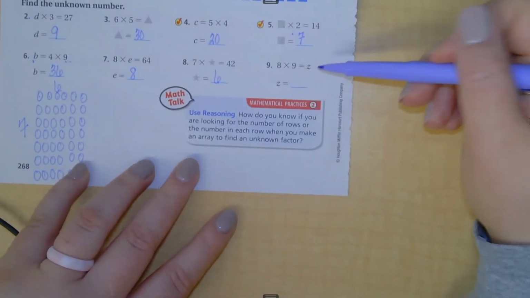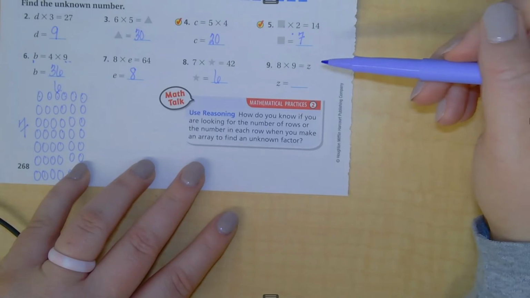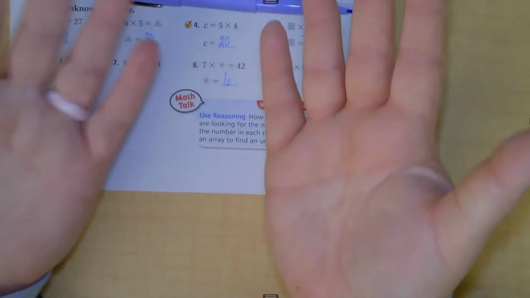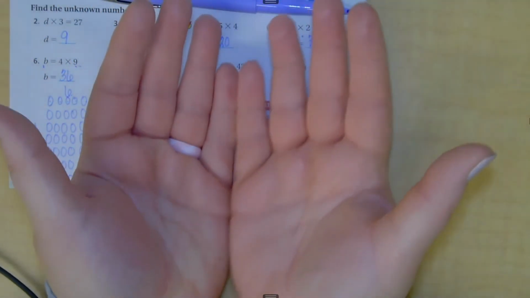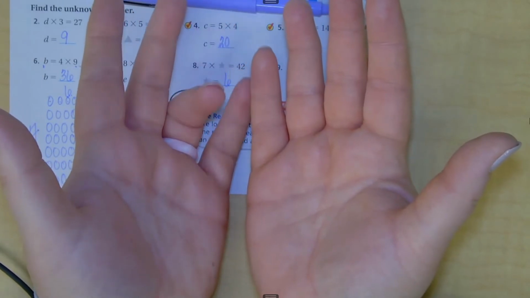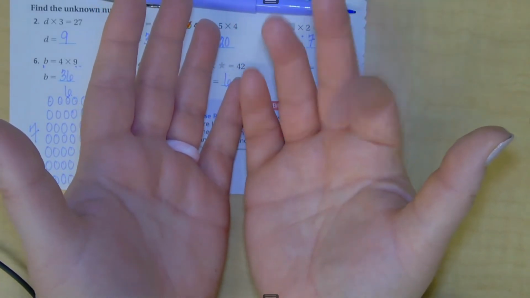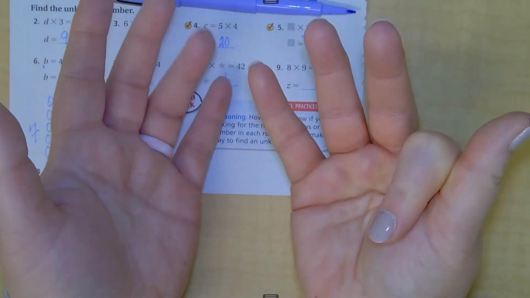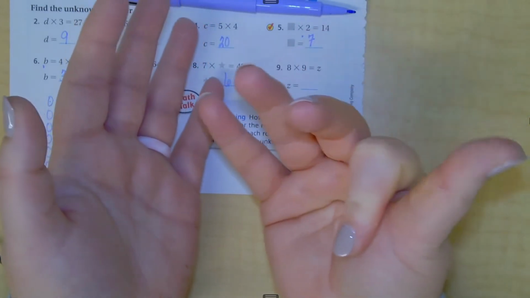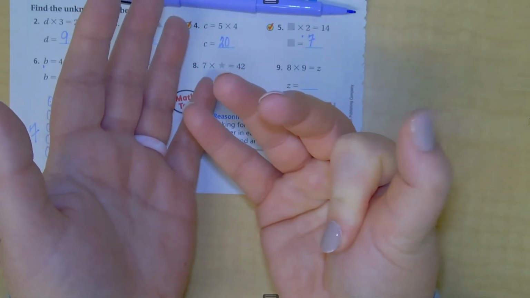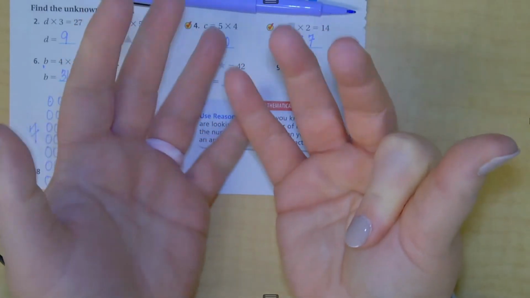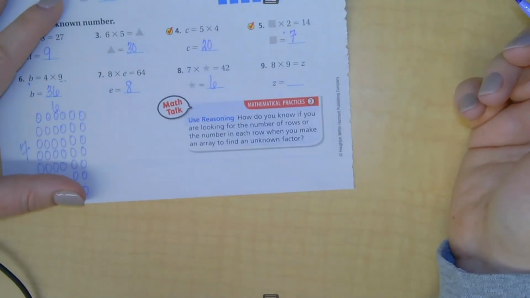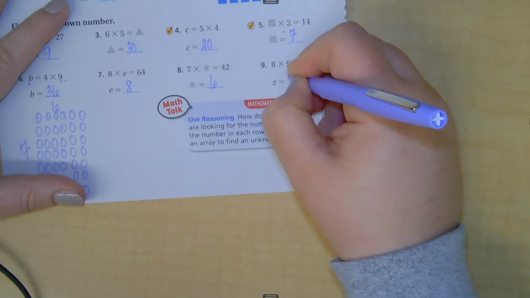8 times 9 equals Z. Our unknown factor is our product. Okay? Well, we have a great 9s trick. So flip your hands over and let's go. 8 times 9. So I'm going to count until I get to 9. 1, 2, 3, 4, 5, 6, 7, 8, 9. And that's my finger that goes down. So how many 10s do I have? 1, 2, 3, 4, 5, 6, 7, 8 10s. And 1 1 all by himself over there. Don't forget that thumb. So that means I have 81. So 8 times 9 is 80.